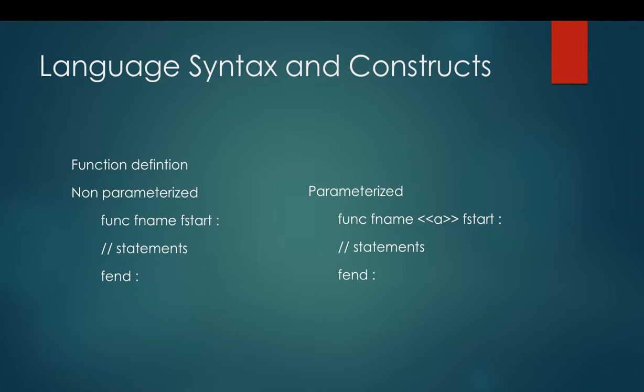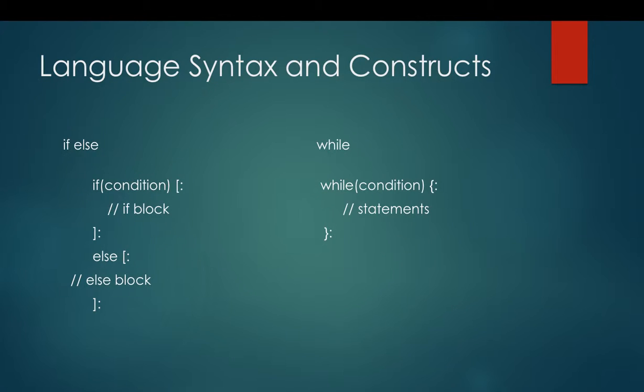LOL supports both functions with parameters as well as with no parameters. Func is a keyword, fname is a function name, fstart and fn decide the function block, and we use the parameters within consecutive angle brackets. LOL supports decision constructs such as if-else and looping constructs such as while, and these are the syntax.